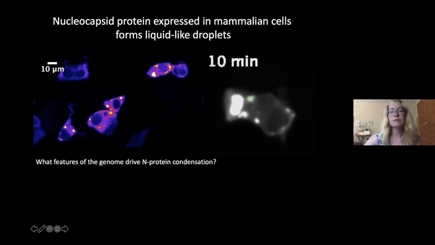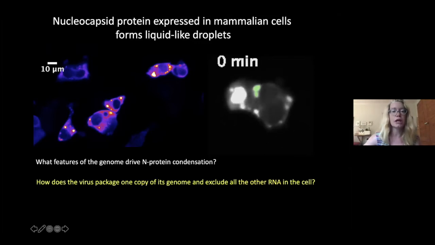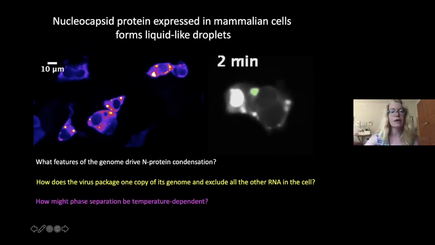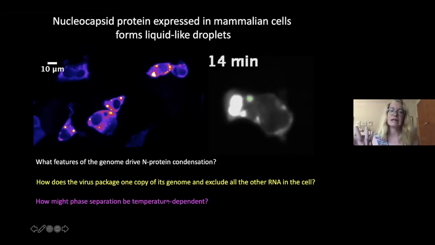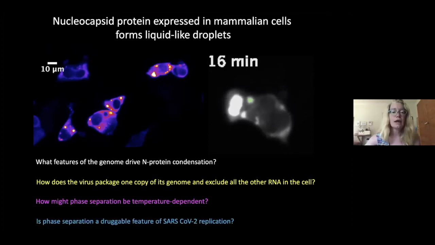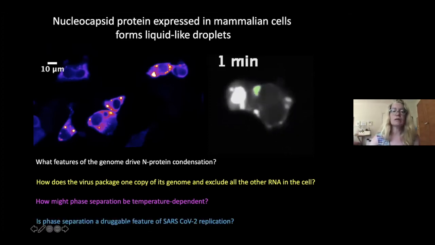So the questions we've been really focusing on are: what features of the genome drive N-protein condensation? How does the virus package one copy of its genome and exclude other RNAs from the cell in this packaging process? How might phase separation be temperature sensitive and relate potentially to both the spread of the virus from bats to humans and also within humans, and how may this be impacted by fever? And then finally, whether phase separation could be a druggable feature of SARS-CoV-2 replication.